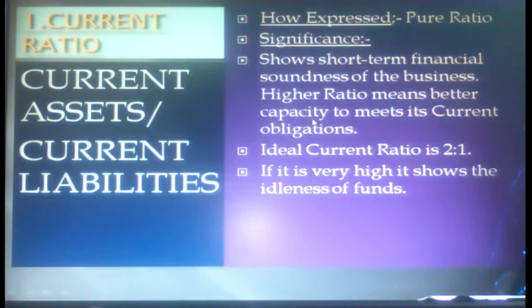The significance is nothing but the short-term financial soundness of the business. A higher ratio means better capacity to meet its current obligations. So what is the ideal current ratio? 2:1. If it is very high, it shows idleness of funds. So you can easily judge the short-term financial soundness of the business. That's the idea here. That's a very important ratio: current assets divided by current liabilities, the current ratio.